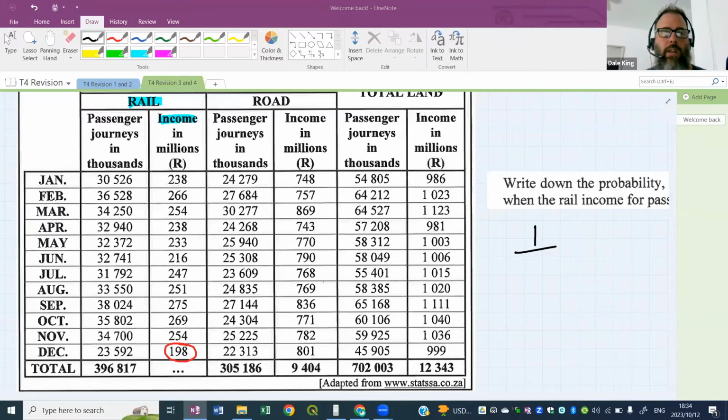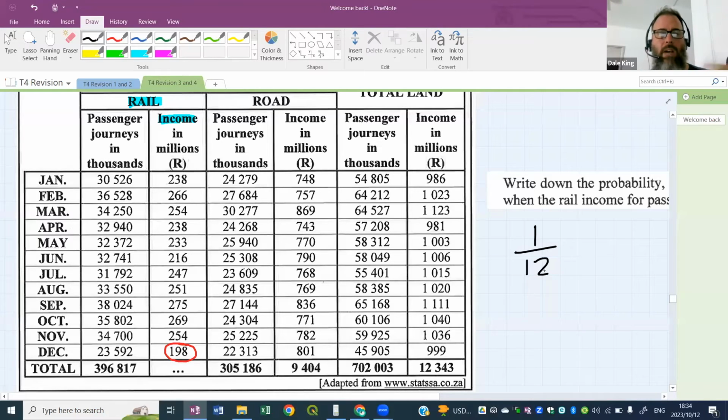One out of how many? How many times do we see this? One possibility out of how many possibilities are there? 12. Absolutely. There are 12 possibilities to see rail income. Only once do we see it below 200 million.